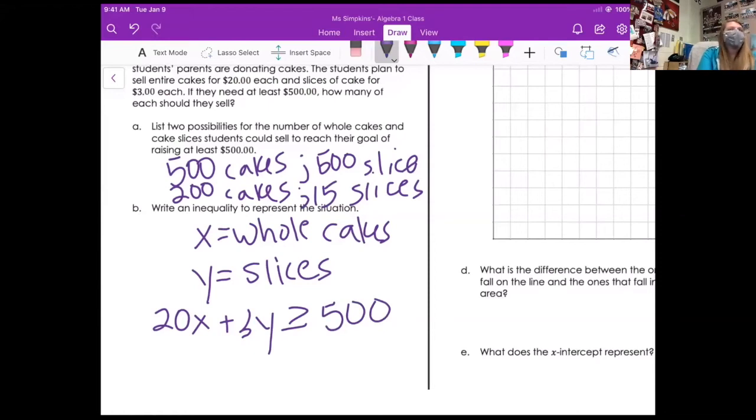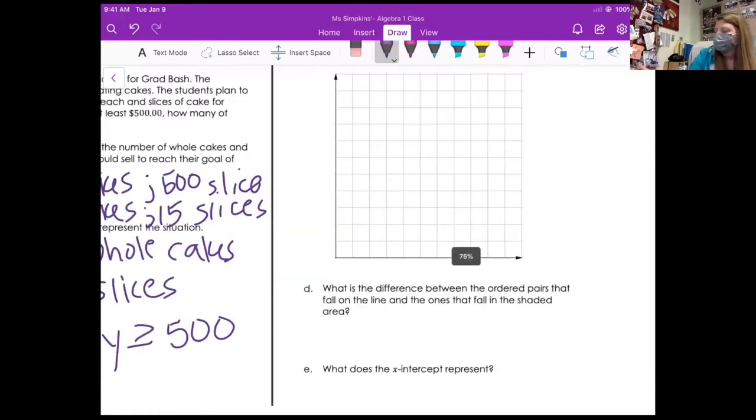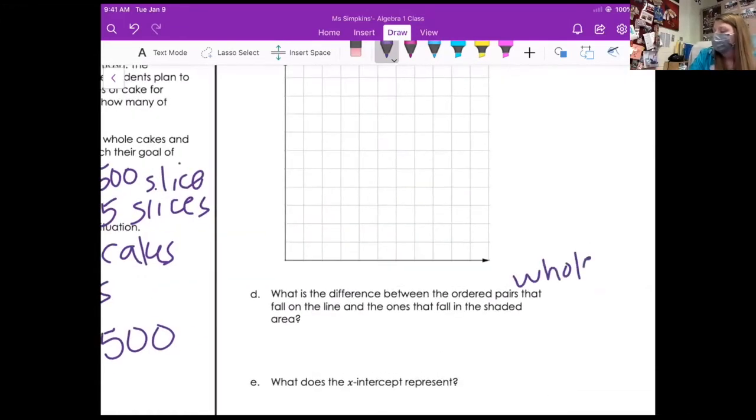All right, before we draw our graph, your x-axis, which is whole cakes, you need to count by 4s for it to be able to fit. And then for your y-axis, any suggestion? 20s. 20s makes it work. Yeah, 20s.